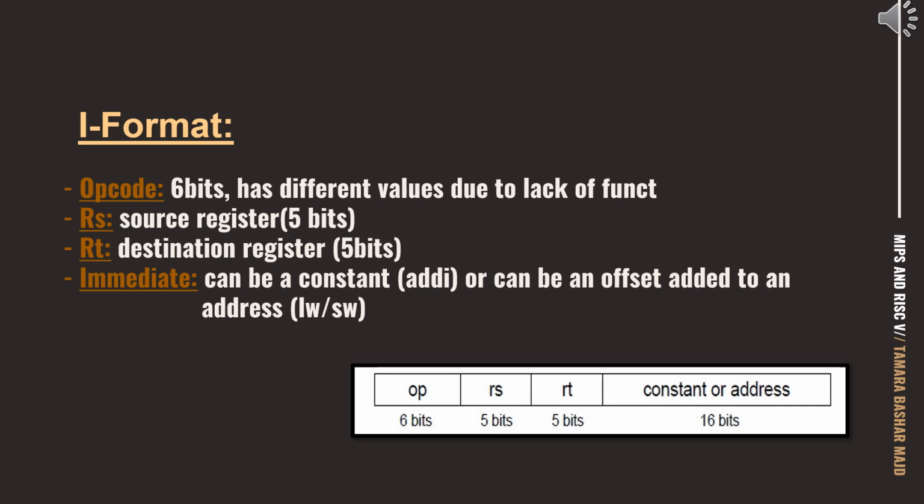The 32 instruction bits are divided into an opcode, which occupies 6 bits, an RS and RT, which are source register and destination register respectively, and an immediate value, which can be a constant, for example in add immediate, or it can be an offset added to an address, such as load word and store word. We're going to be talking about these instructions in later slides.